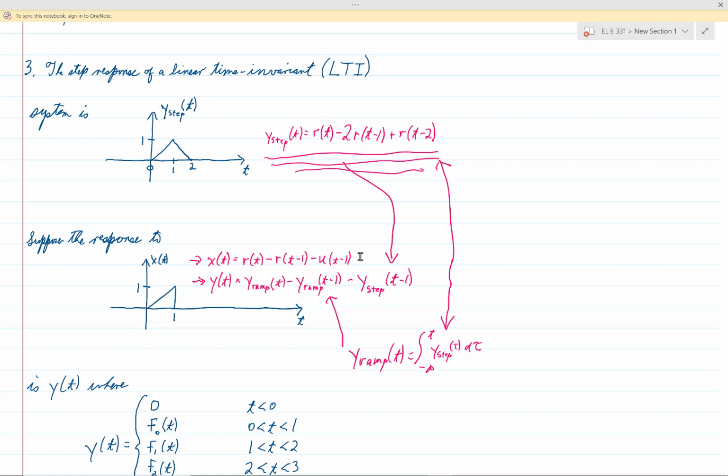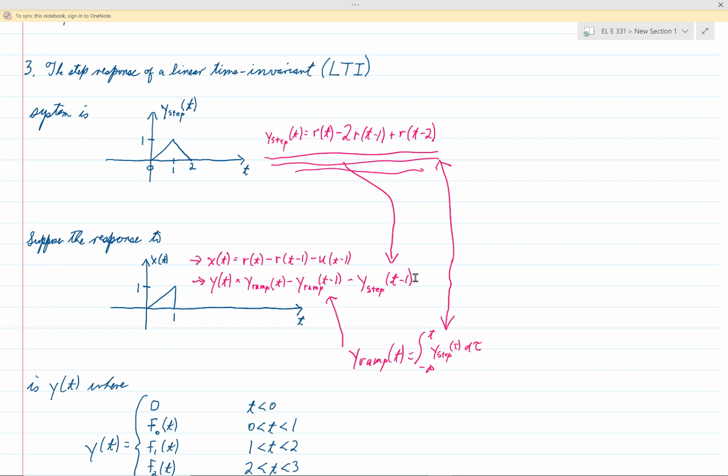So we can immediately say that the desired output, which is what we're supposed to be determining here, the output y of t, is as follows. If the input is the ramp of t minus the ramp of t minus 1 minus the step of t minus 1, then the response to that x of t is the response to the ramp of t minus the response to the ramp of t minus 1 minus the response to the step of t minus 1. So that's how we get this equation right here, that y of t is equal to y ramp of t minus y ramp of t minus 1 minus y step of t minus 1. I think that that's pretty straightforward.